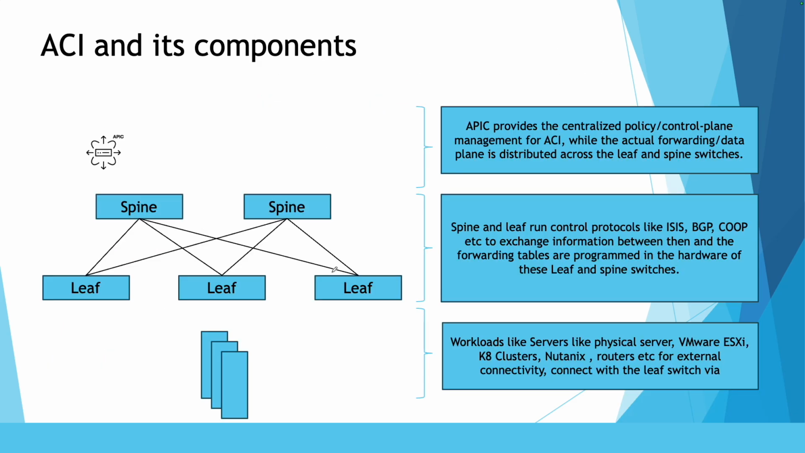Before that, we'll see the components of ACI. In ACI, we have the APIC controller, we have spine and leaf, and then at the bottom we have the workloads sitting. The APIC is a centralized controller. It provides centralized policy and management for ACI and its components, while the actual forwarding, or the data plane, sits on spine and leaf.